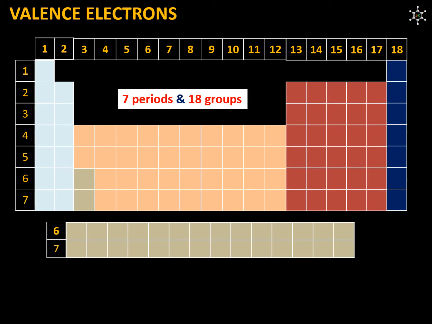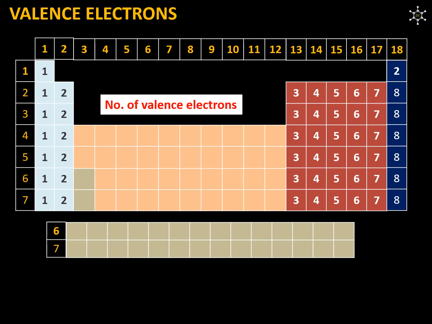Let us try to write the valence electrons of group 1 elements, group 2 elements, and group 13 to 18 elements. All group 1 elements have 1 valence electron, group 2 elements 2 valence electrons, group 13 elements 3 electrons, group 14 elements 4 valence electrons, group 15 elements 5 valence electrons, group 16 elements 6 valence electrons, group 17 elements 7 valence electrons, group 18 elements 8 valence electrons with an exception of helium, which has only 2 valence electrons.